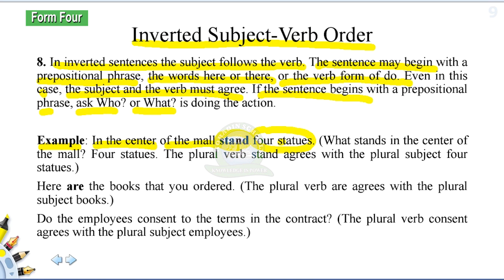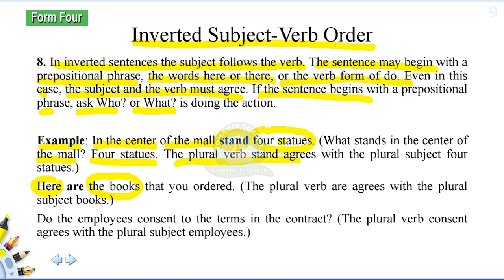So what stands in the center of the mall for status. The plural verb stands agrees with the plural subject. Here, if you say here, what is behind here? Books. Since books is the subject, we use are. Here are the books that you ordered.